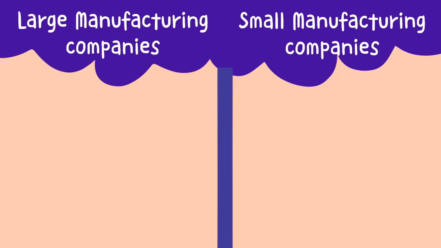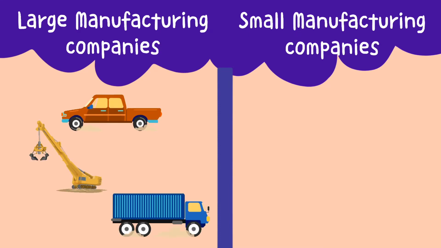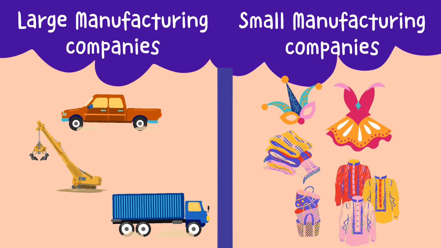Here are some examples of products produced by small and large manufacturing companies. For large manufacturing companies, we have cars, cranes, container vans, and other heavy equipment. For small manufacturing companies, we have costume designs and weaving products just like yakan and baskets.